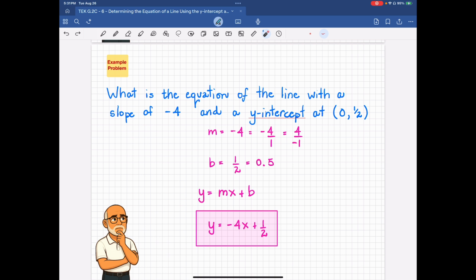So I'm going to go back to our old friend, the slope-intercept form of a line, y equals mx plus b, and I'm going to plug in what I know. I know that my m is -4. I know my b is 1/2. So if I'm going to write the equation of the line that has these characteristics, it would be y equals -4x plus 1/2. Where did I get my -4? I got it from the slope. Where did I get my 1/2? I got it from the y-intercept.